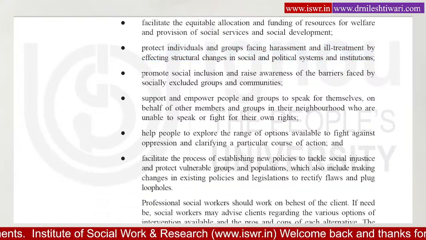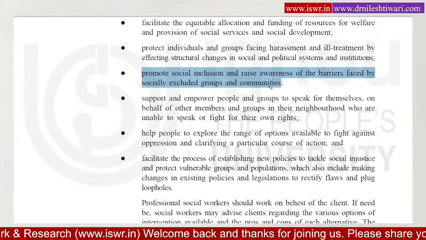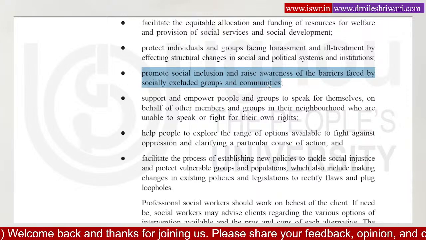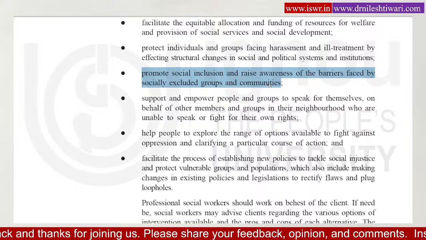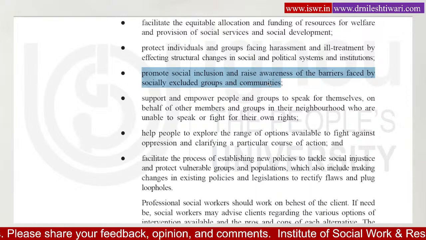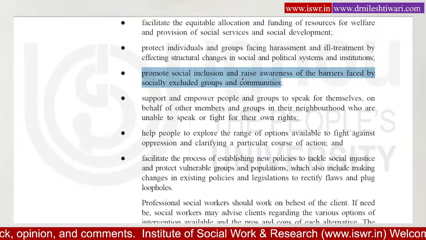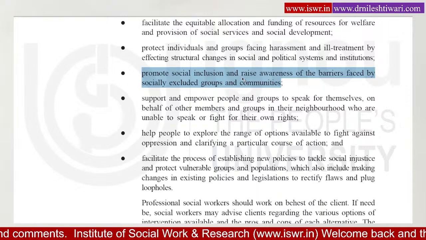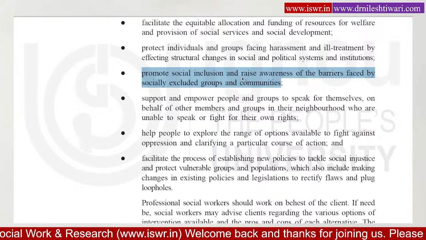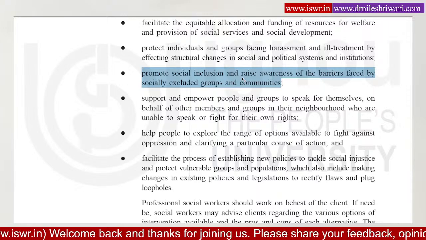So next, we see promote social inclusion and raise awareness of barriers faced by socially excluded groups and communities. Sir, I see information, education and communication, social inclusion. Even if you go to rural areas, you will find there are several areas in Uttar Pradesh or in Bihar or Jharkhand or Rajasthan or several states. This is the issue, social inclusion. People are sometimes excluded from societies, from groups, from communities on the basis of several factors, right?